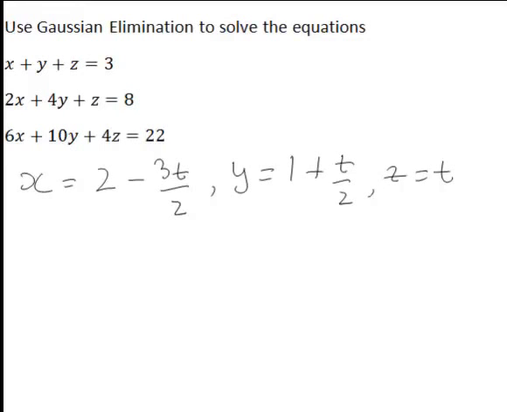So our answers can be written in this form, and the interpretation of these solutions is that different values of t will actually yield different points on a common line of intersection of the three planes represented by our original equations. So this is an example of using Gaussian elimination for a system of equations that have an infinite number of solutions.